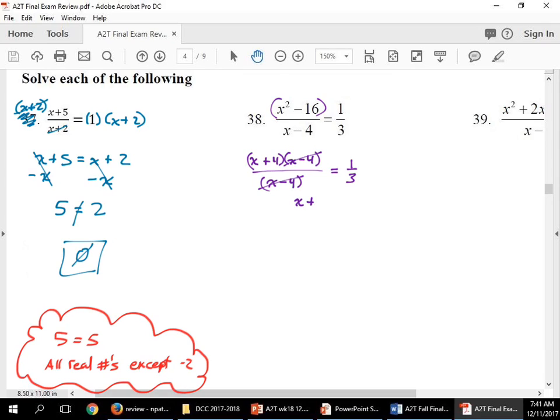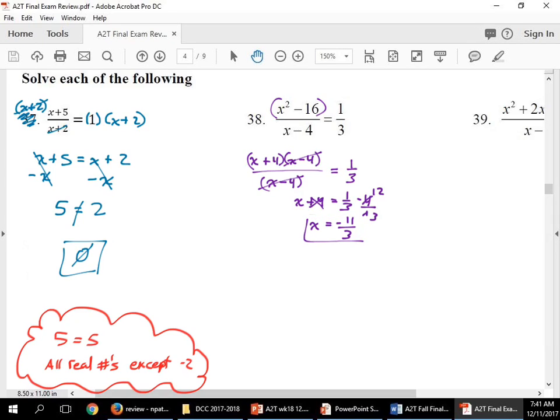Okay, we have x plus 4 equals 1/3. I'm going to subtract 4 from both sides. I get x equals, no, let's make a 3 on the bottom. We have a 3 here and then a 12 here. That's a -12, so we get -11/3. Beautiful. Okay, that's your answer.